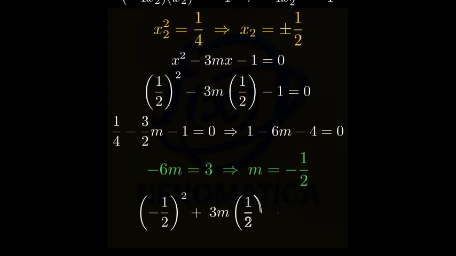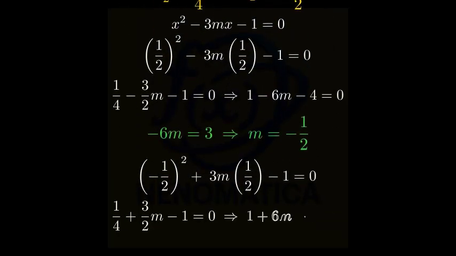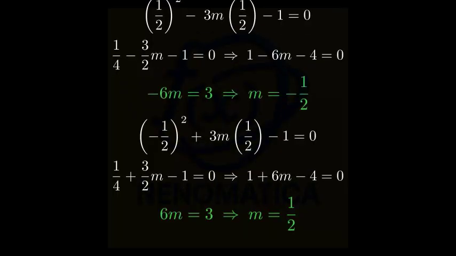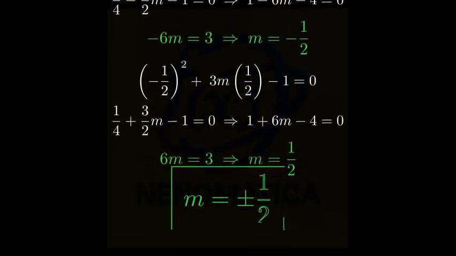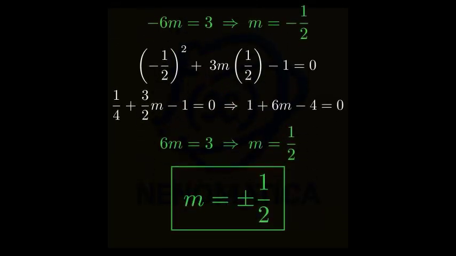Next, take x equals negative 1/2. The signs flip on the middle term. We get 1/4 plus 3m over 2 minus 1 equals 0. Multiply by 4. We obtain 1 plus 6m minus 4 equals 0. So 6m equals 3 and m equals positive 1/2. Both methods agree. The parameter m can be either plus 1/2 or minus 1/2.